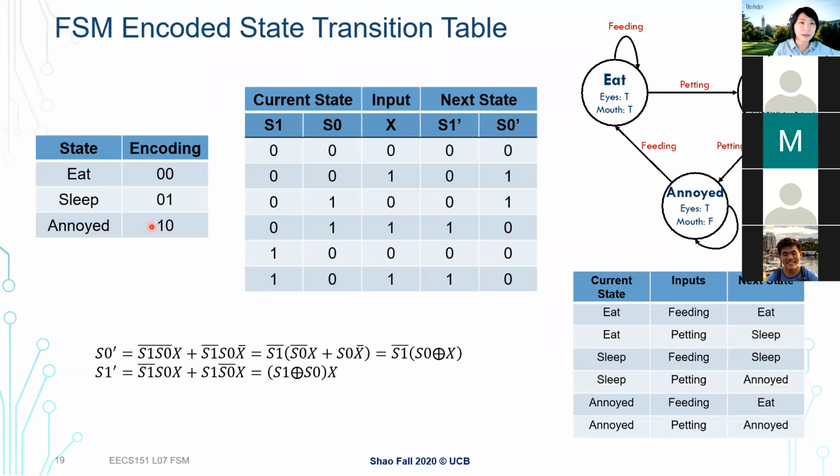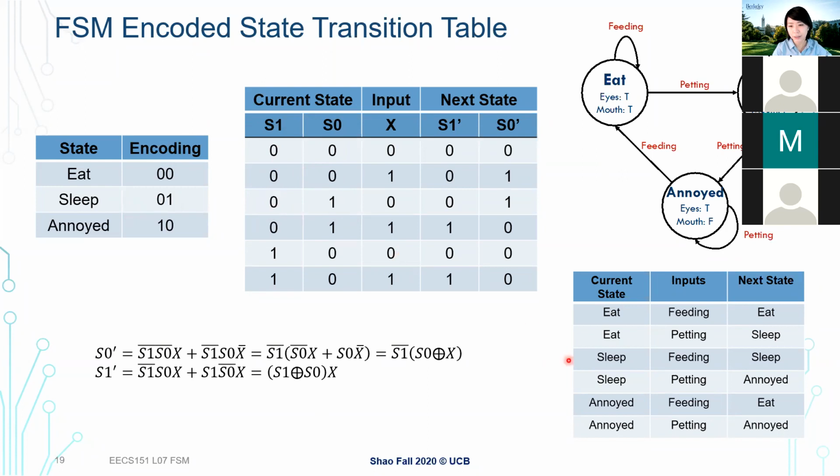Here we translate our symbolic state transition table, where we use words to describe the status of the circuit, into this encoded table. The eating mode will be 0 and 0, so S0 is 0 and S1 is 0. And in the sleeping mode, it should be 0, 1. Yeah, actually this is correct. So the zeroth bit is 1, and the first bit is 0 here.